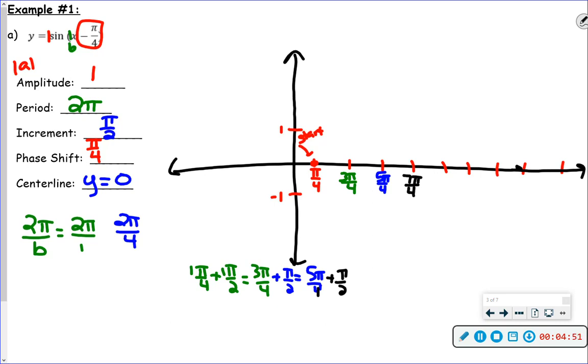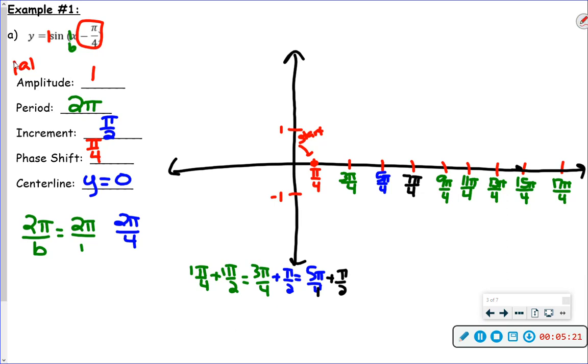Now, from here, you should be able to see a pattern happening. I'm not going to get crazy and keep adding and doing all of this work, because clearly we can see what's happening is our numerators are going up by 2 every time. So I just know the next one's going to be 9 pi over 4, add another 2, 11 pi, 13 pi, 15 pi, and last but not least, 17. So it's important that we label all of the increments, of course, accurately.